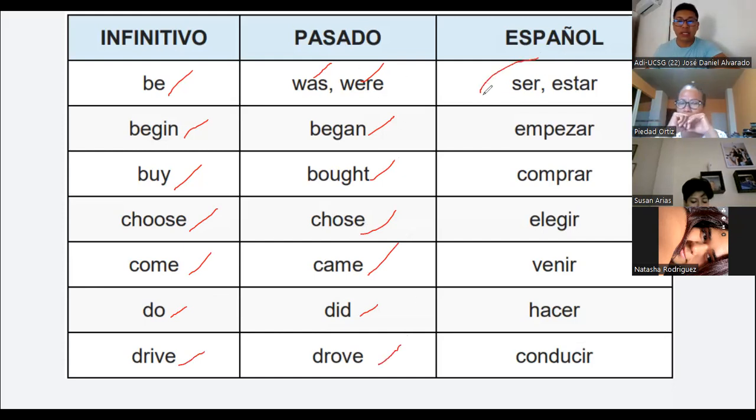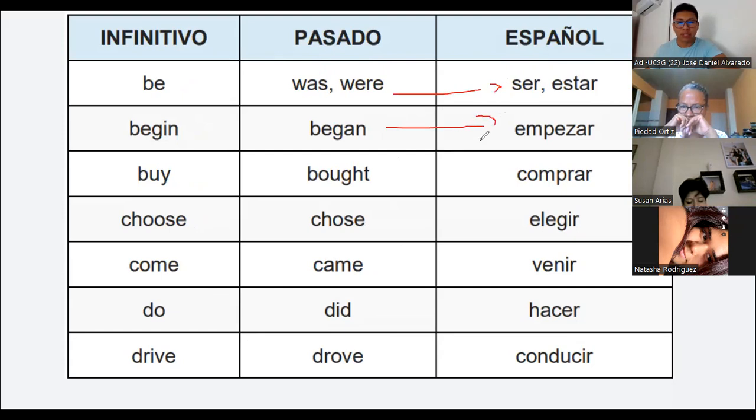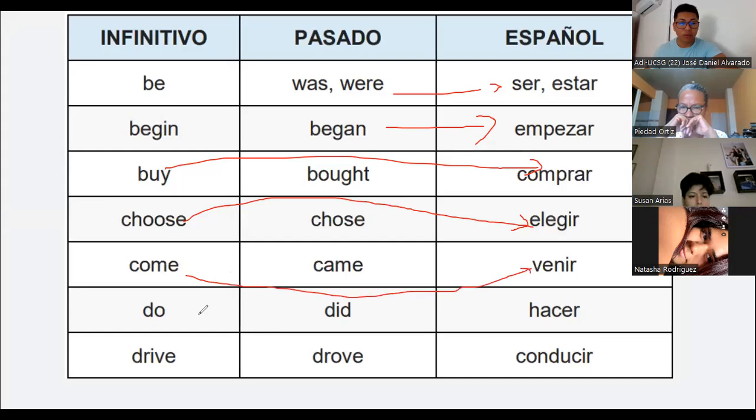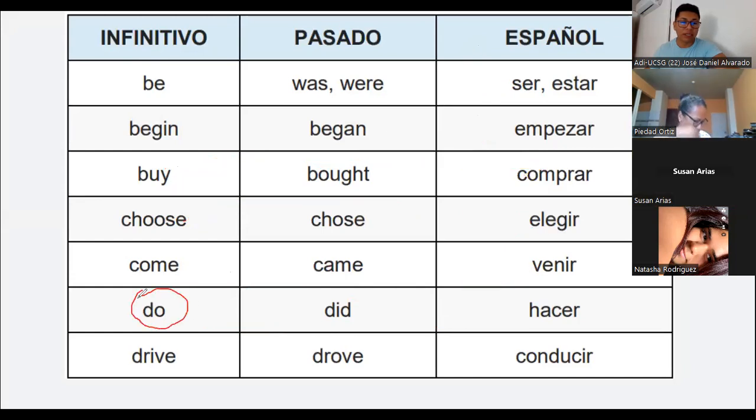Now we have in here the meaning of each of the verbs. Okay, you know the verb be. Okay, begin, que es empezar, como empezar un curso. I begin a course, or I began a course. You have the verb buy, comprar. Choose, you already know it. Elegir, come, venir. Do, hacer. Recuerden que do también lo utilizamos a veces como auxiliar. Y cuando es auxiliar no tiene significado. And drive, que es conducir.